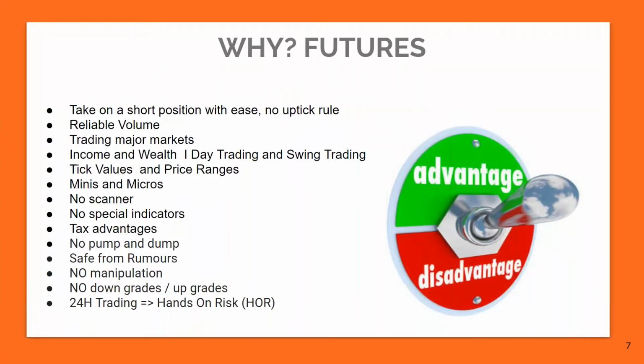Like I said, you have a lot of tax advantages here in the US with the 60-40 rule. If you live in the UK, oh my God, you really need to look into futures trading. There's no pump and dump. It is safe from rumors, no manipulation, no downgrades, no upgrades that you need to focus on. Because even if you have a stock within the index that will have an upgrade or a downgrade, it is really going to be evened out by the rest of the stocks within the index that are going to level the playing field.